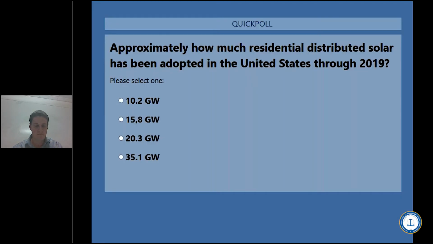Hey, Ben, we have a poll, I think. Yes. It reads: approximately how much residential distributed solar has been adopted in the United States through 2019? The poll is open, and the four options are 10.2 gigawatts, 15.8 gigawatts, 20.3 gigawatts, and 35.1 gigawatts. We'll give you a moment to think about that.